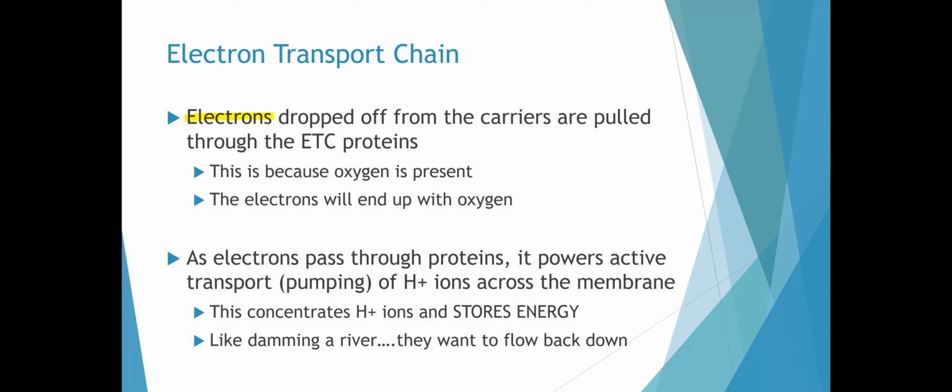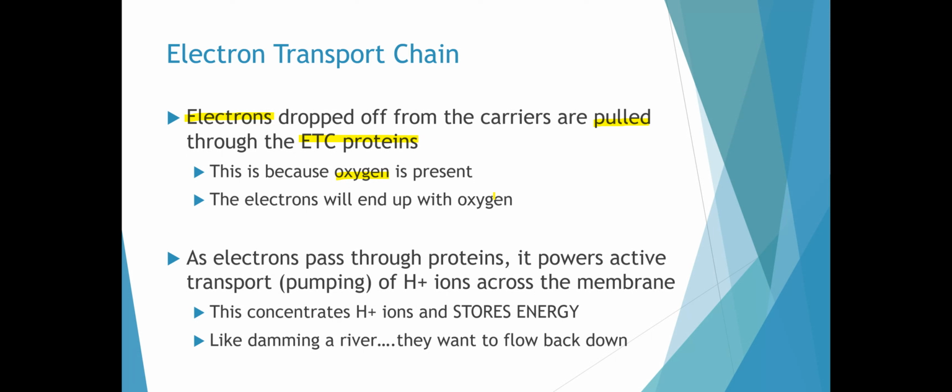So we're going to start with those electrons. Remember that these electrons were carried by the electron carriers. And like I said, electrons are energy. The reason they do this is because of oxygen. Because oxygen is present in that mitochondria, they are going to get pulled through the electron transport chain, okay? So I've tried to break it down into as simple terms as I possibly can. So the electrons get dropped off and they get pulled through those proteins of the ETC. Like literally, I'm going to show you a picture here in a second. They're going to get pulled through that chain of proteins.